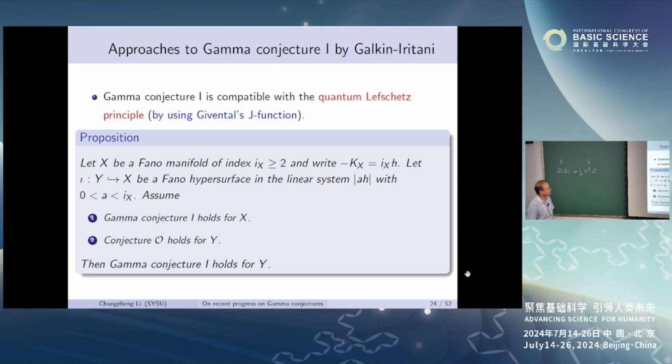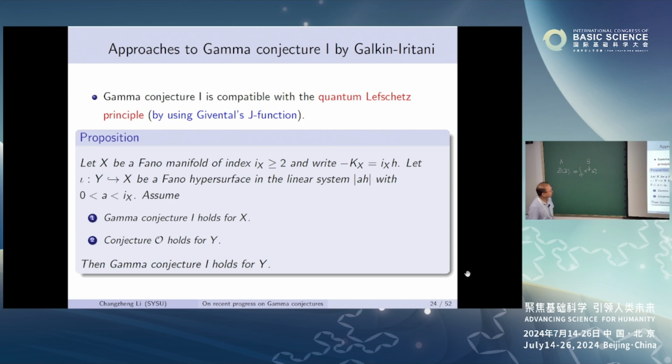So I think for most of the cases, beyond the Grassmannian, we have to apply the quantum Lefschetz principle. That is, if we consider a hypersurface, or more generally a Fano complete intersection. If the ambient space is X and Y is inside it, and if Gamma Conjecture 1 holds for X, and if Conjecture O holds for Y, then Gamma Conjecture 1 holds for Y. So this is true in general.